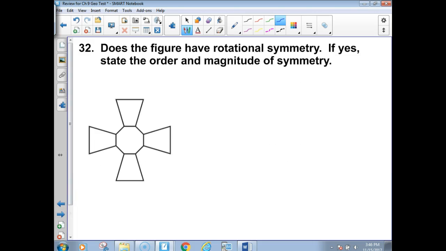Okay, let's see. Does this figure have rotational symmetry? Well, it sure should, because otherwise fans would not be working in our houses, right? Because that looks like a fan. All right, so and they spin. So this is a yes, okay. The order is what? 4, okay, order 4. You just count up the blades. And then the magnitude would be 360 divided by 4. We've done this one repeatedly, which is 90 degrees.